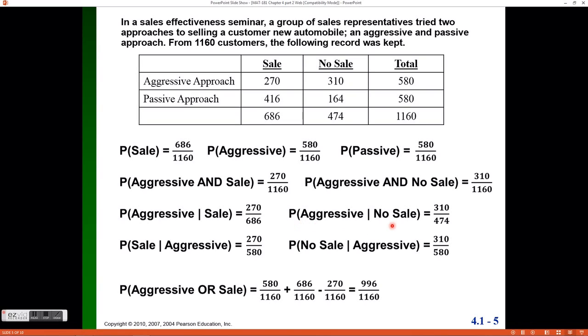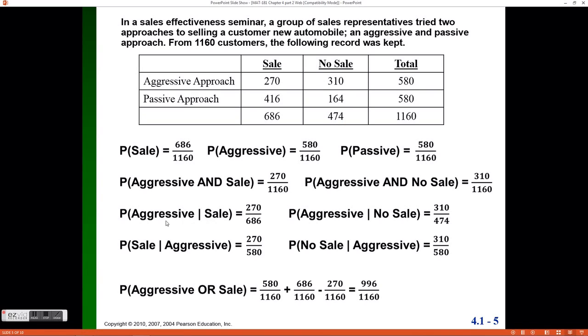Similar over here, when we find the probability of the aggressive approach being used given there was no sale, I again am only looking at the customers who did not buy a car. And that total is 474. So to find the probability the aggressive approach is used, it would only be 310 out of 474.